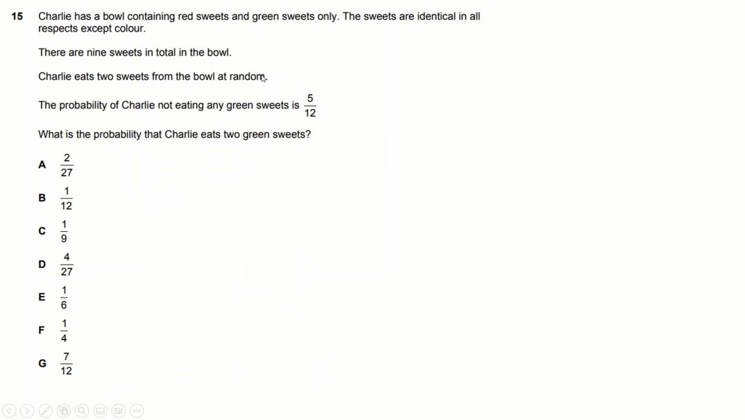Number 15 then, so you could do algebra here if you wanted to. The probability of Charlie not eating green is this, which means, well, that's the same as him eating 2 red. So the probability of him eating 2 red is this. There are 9 sweets in the bowl. I'm just going to guess that 6 of them are red, because then I can just very quickly do the maths and say 6 over 9 times 5 over 8.